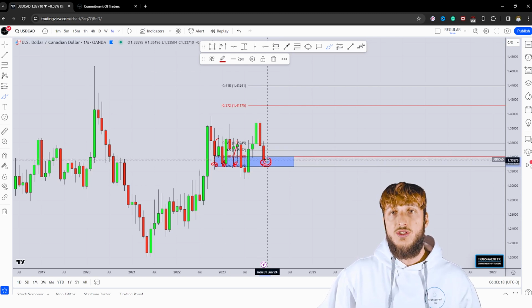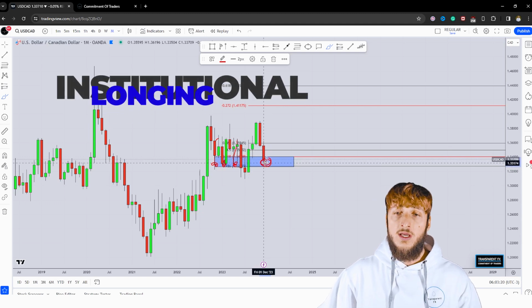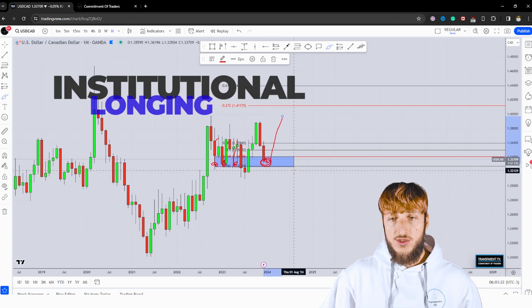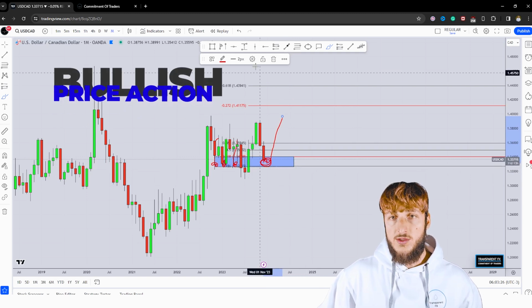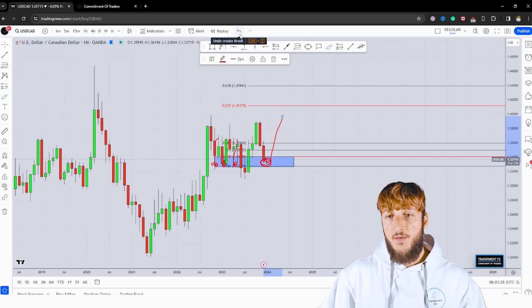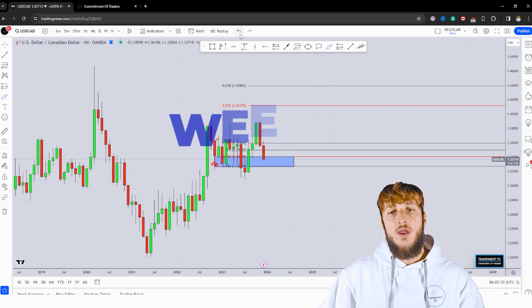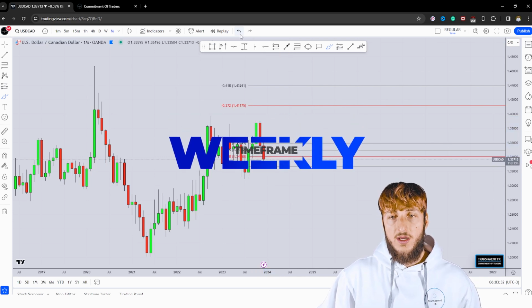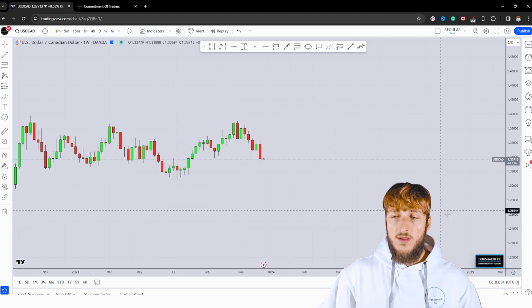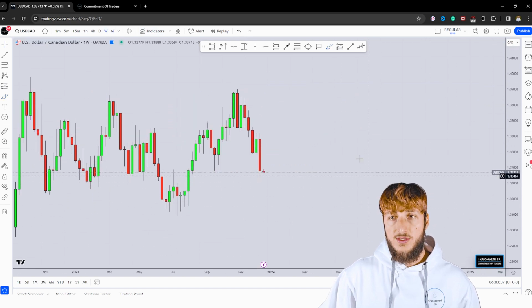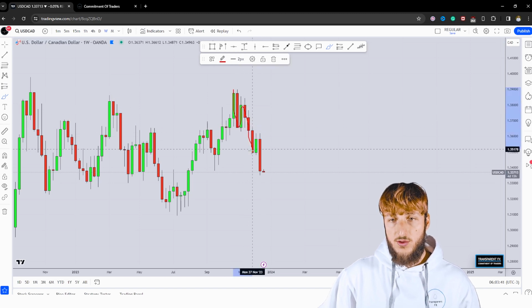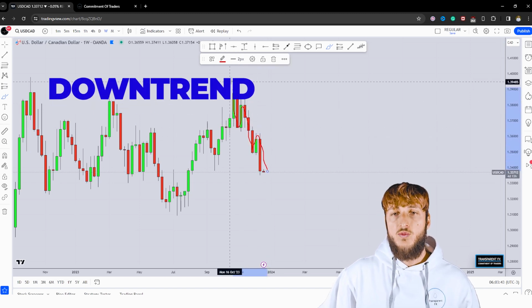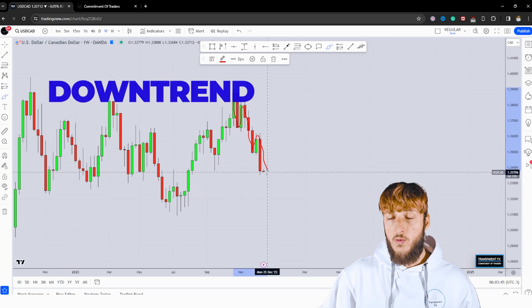So from here, we could expect more institutional longing, further increasing the probabilities of a potential rejection to the upside away from this confluence of support area here from a monthly standpoint. Now, if we drop down on the weekly time frame, what do we see? Well, from a weekly perspective, what we can notice is that the market currently is pushing to the downside quite aggressively. We have a market which has been creating lower lows and lower highs.